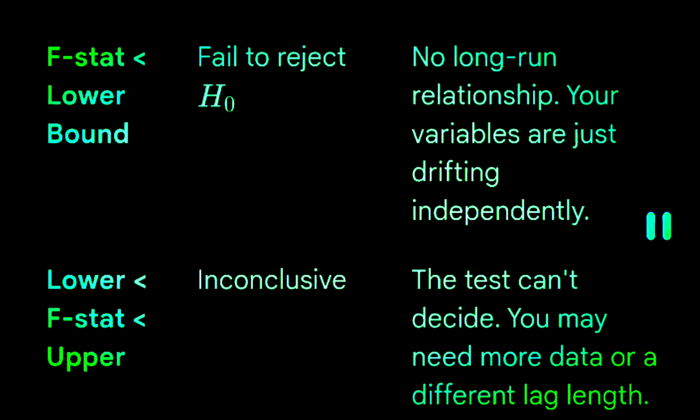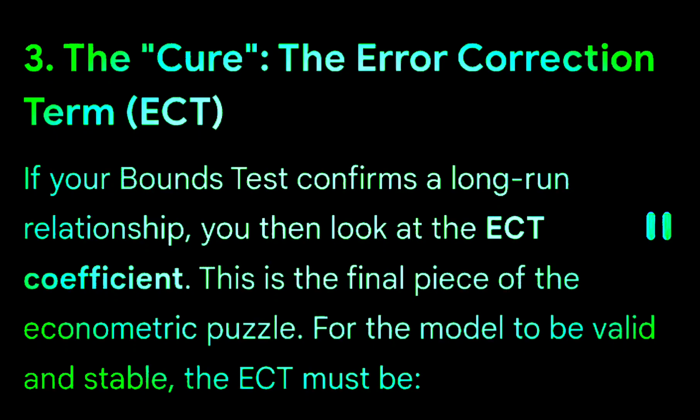Lower bound less than F stat less than upper bound: inconclusive. The test can't decide. You may need more data or a different lag length. 3. The cure. The error correction term, ECT.